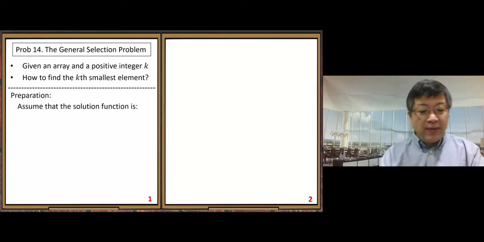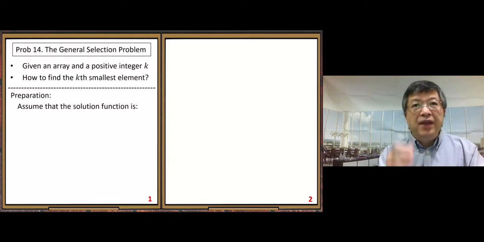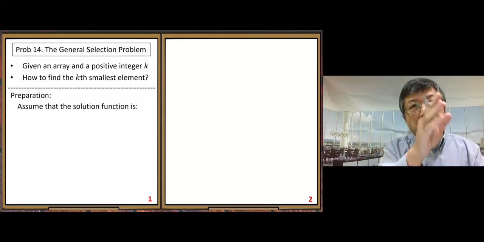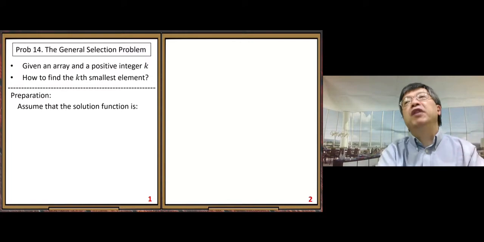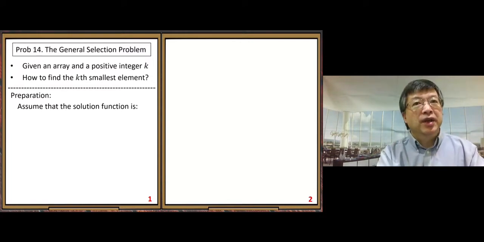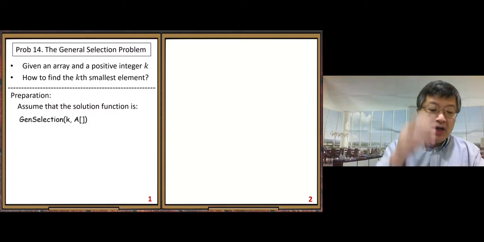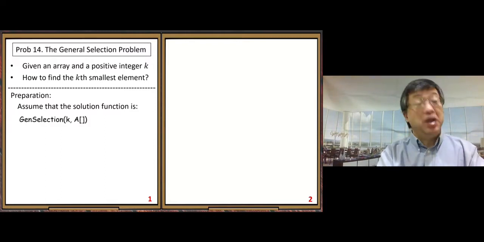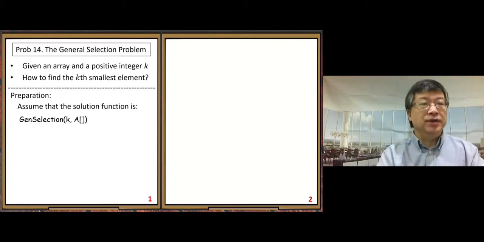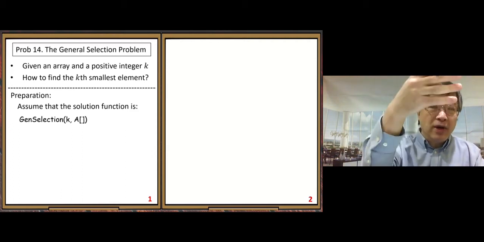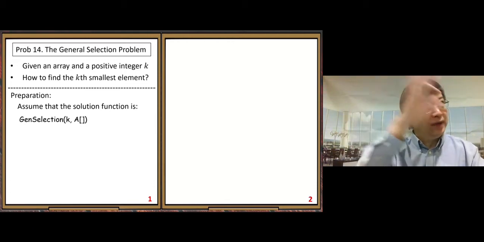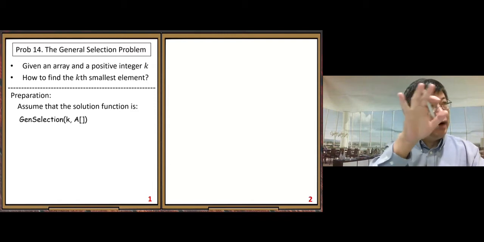Let us do this way. Assume that the solution function is, remember, we use the recursive function. So when you define a recursive function, here we use this gen selection, so general selection. Then 2 parameters. The first one, rank number k. Second, input array, A array. So 2 parameter variables.